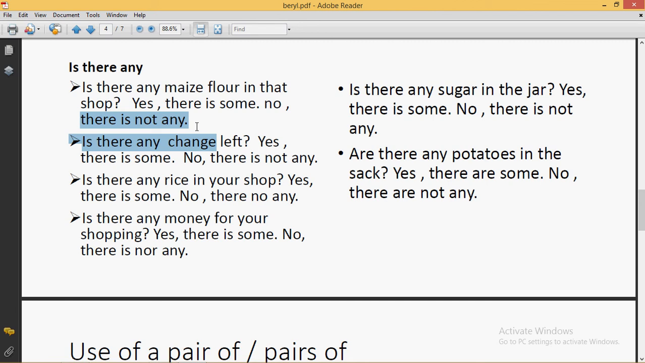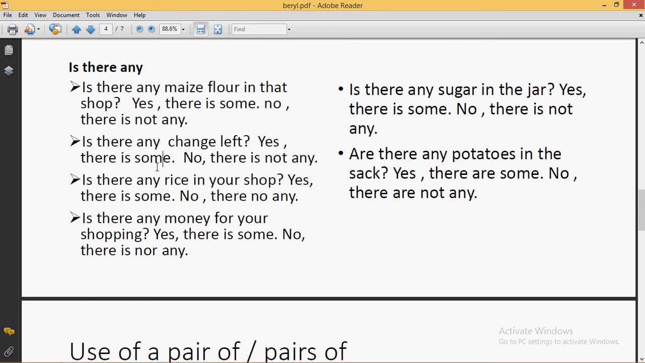The next example, is there any change left? Then the person will reply to you, yes, there is some, or no, there isn't any. If somebody went to the shop and bought a lot of items, you ask if there is change left. So if the person has the change, then the person will tell you, yes, there is some, or no, there isn't any.